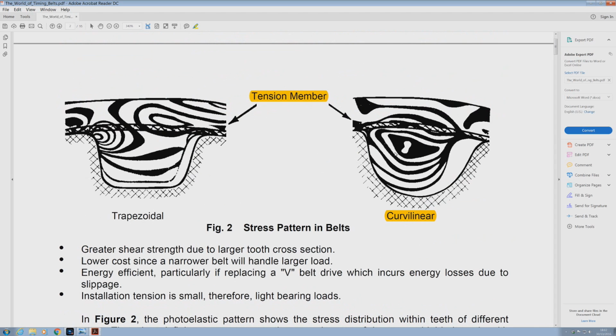Now, this picture purports to show the advantages of a curvilinear tooth, and that is the fact that it produces a much better stress pattern. It's capable of transmitting higher torques, in other words, whereas this trapezoidal one has got stresses that build up on the corner.